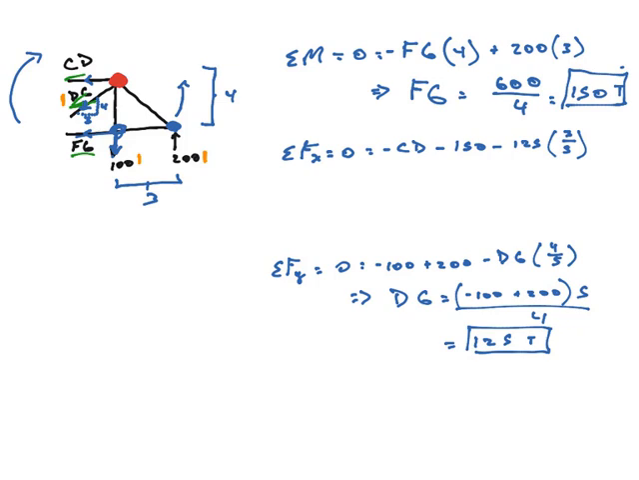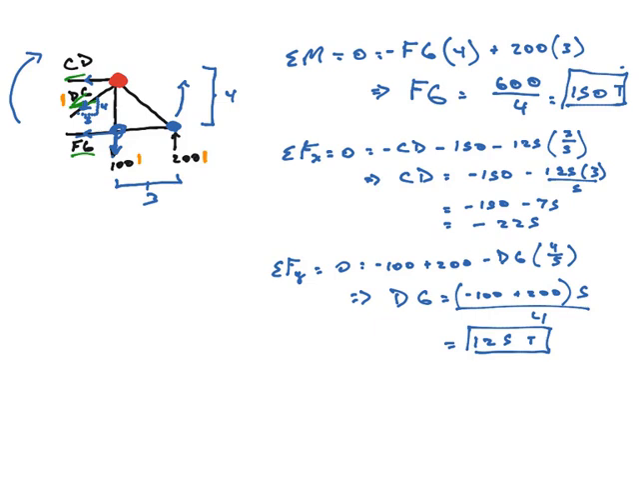Those are all the horizontal things. Set this equal to 0, and I solve for CD. So CD is going to be minus 150 minus 125 times 3 over 5. That's minus 150 minus 125 over 5 is 25, and 25 times 3 is 75. So I get minus 225. All right, so CD is minus 225.